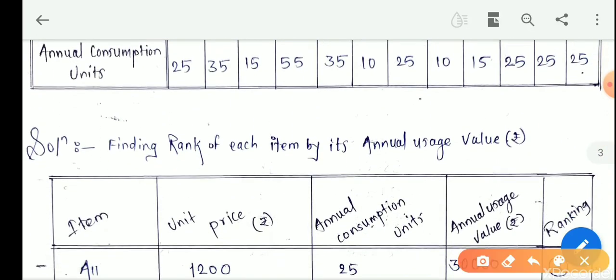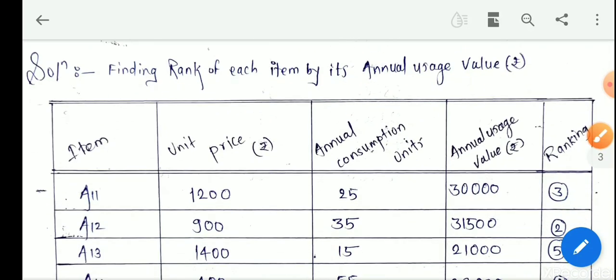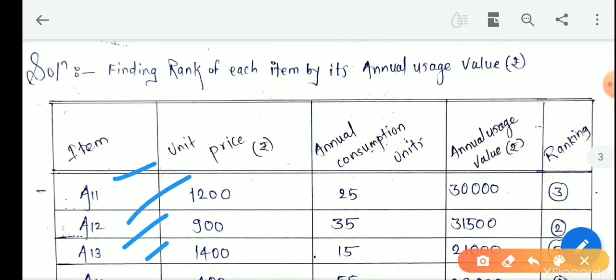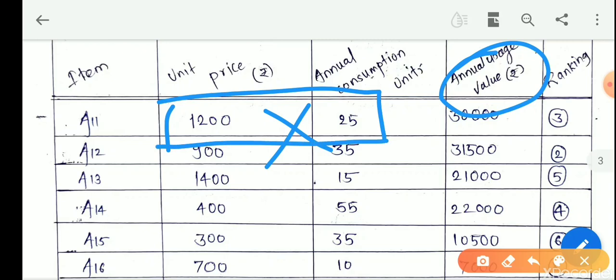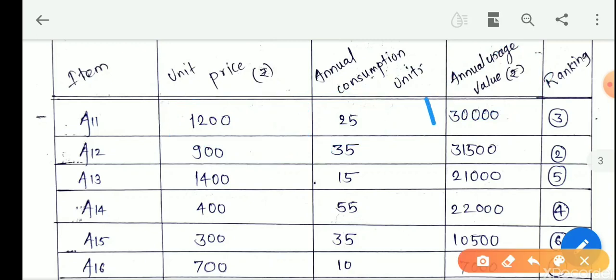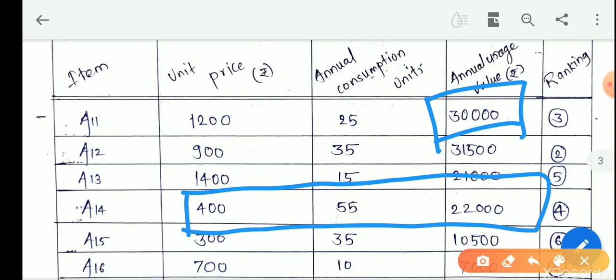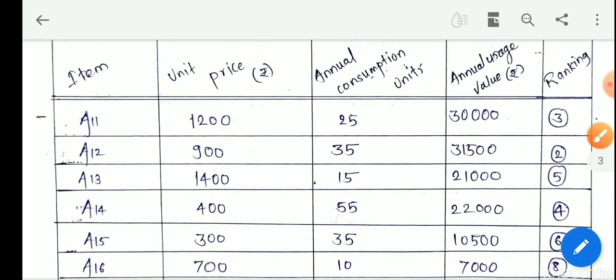Now, starting the example, step 1 is finding the ranks according to annual usage value. Items are written as given. Unit price is written as per given data. Annual consumption is written as per given data. Now we calculate the next column for the ranking, that is annual usage value. It is the product of unit price and annual consumption. 1200 into 25 becomes 30,000. Likewise, for every cell we calculate the annual usage value.